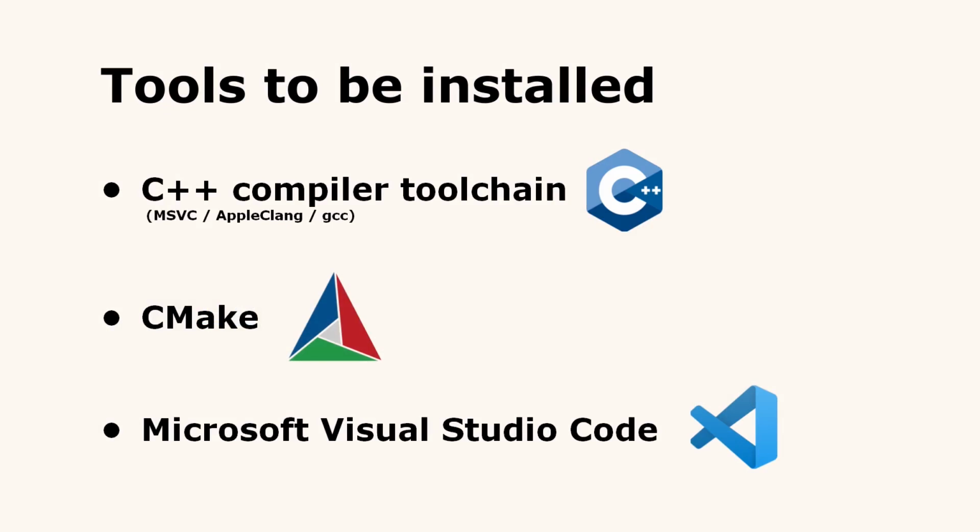We are going to install a C++ compiler toolchain to translate our C++ code into executable files, CMake, which is a tool to help us with configuration of the compiler, and Visual Studio Code, which is a text editor that will call those tools for us.